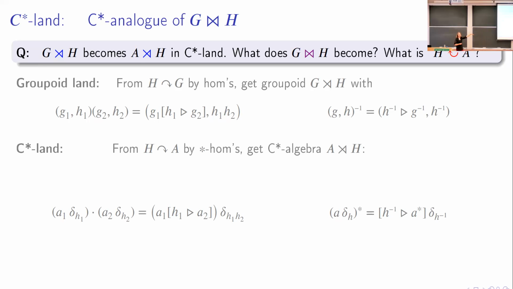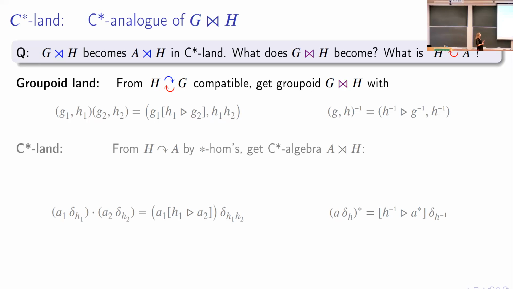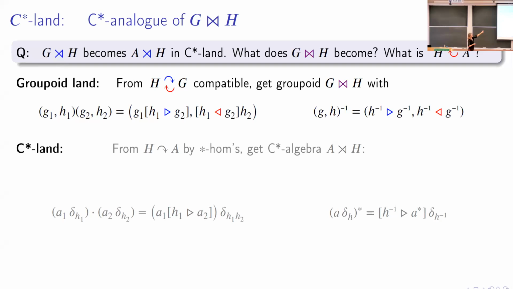what we had earlier. In groupoid land, if I have one action by homomorphisms, I get the semi-direct product where I pay one price. And in C-star land, this becomes the cross product where I also pay a price in my multiplication. Now in groupoid land, when we had two compatible actions, instead of getting the semi-direct product, we got the Zappa-Szép product. And this time, my multiplication paid two prices, and the inversion then also pays two prices. Okay, so now I want to do the same game in C-star land.